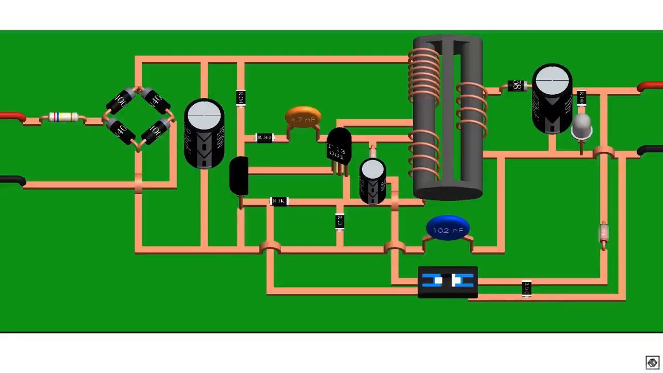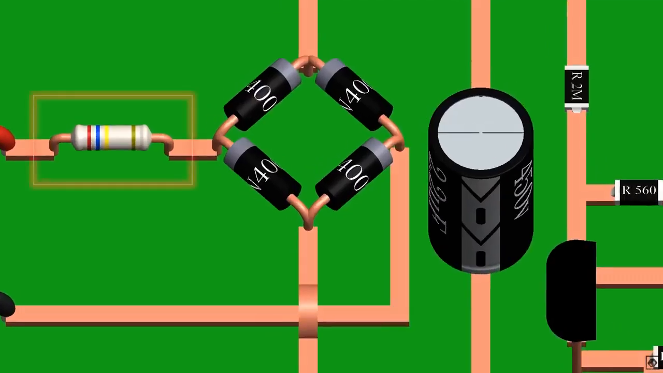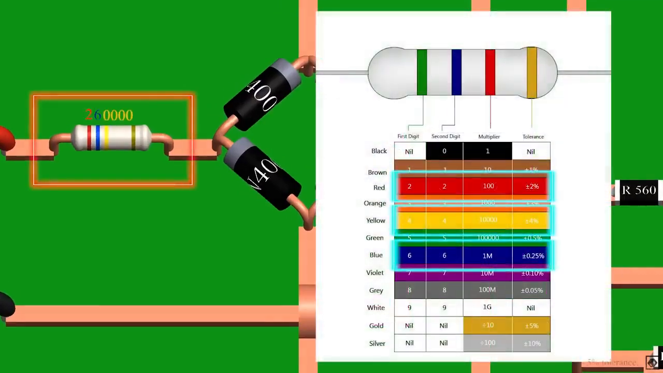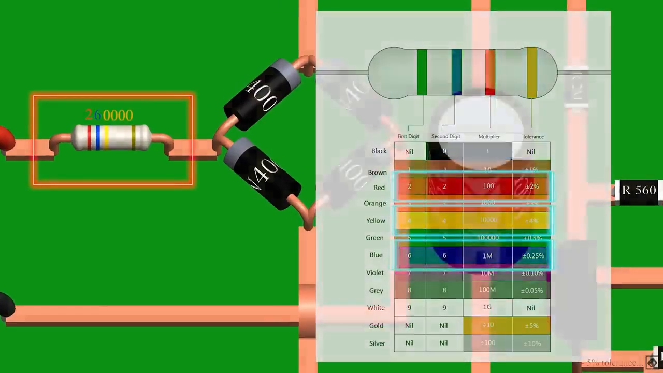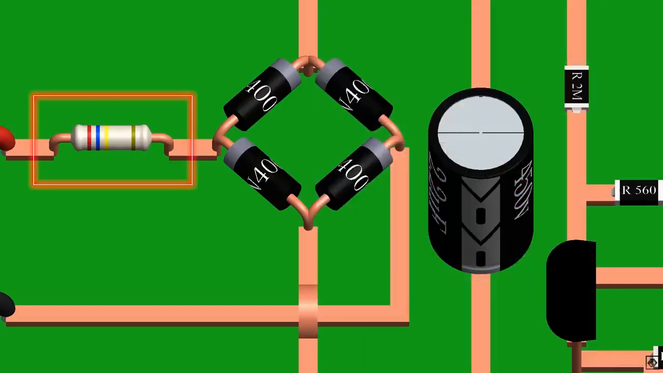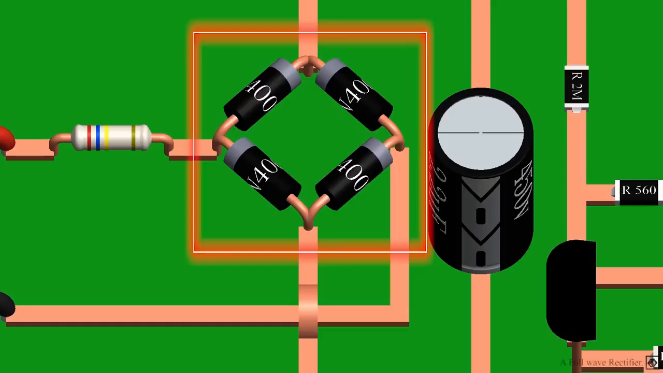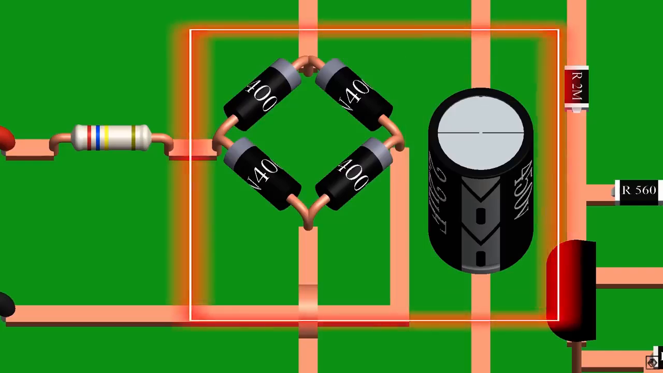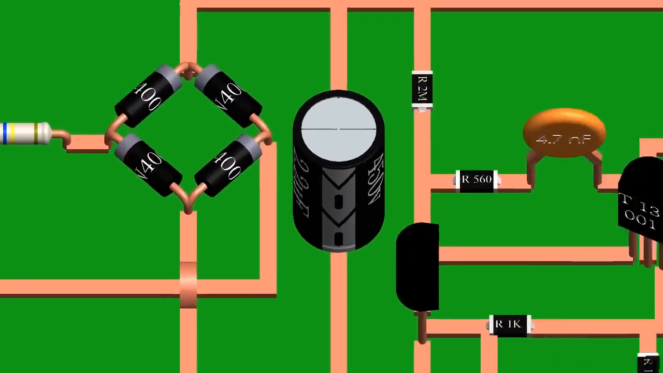Now we can see all the components and connections. This red wire is the phase wire and the black is neutral. First, we have a resistor. By observing the color bands and reference table, we can see it's 260 kiloohms. This is a fusible resistor which prevents damage from overloading. Then there is a bridge rectifier made by 4 of 1N4007 diodes and a filter capacitor of 450 volts and 2.2 microfarad. This circuit converts AC to DC.